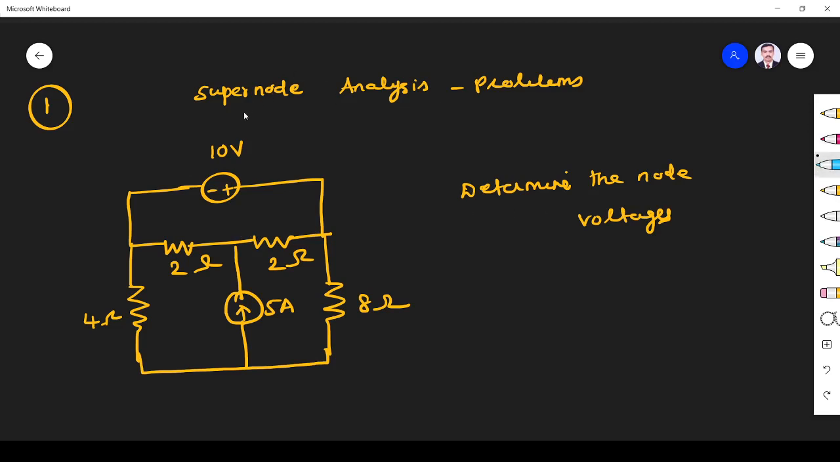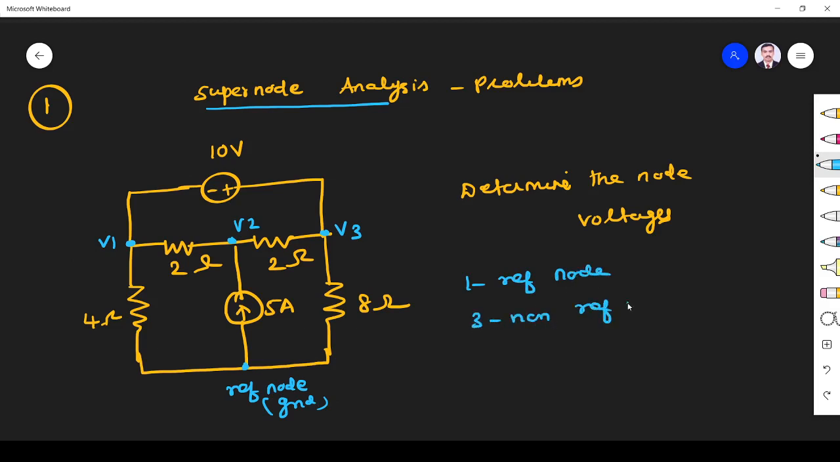First we must know why this belongs to the supernode category. Here we have one reference node. This is the reference node, so this node is nothing but potential 0 or ground. What are the non-reference nodes? Here we have one node V1, this is another node V2, and this is another node V3. So we have one reference node and three non-reference nodes, so we have to use nodal analysis.